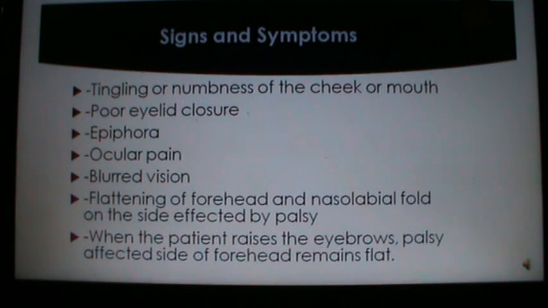This is very important, and you can see in the patient that there is a flattening of the forehead and the nasolabial fold. When the patient raises the eyebrows, the palsy-affected side of the forehead remains flat. So these are the two most common findings in Bell's palsy.